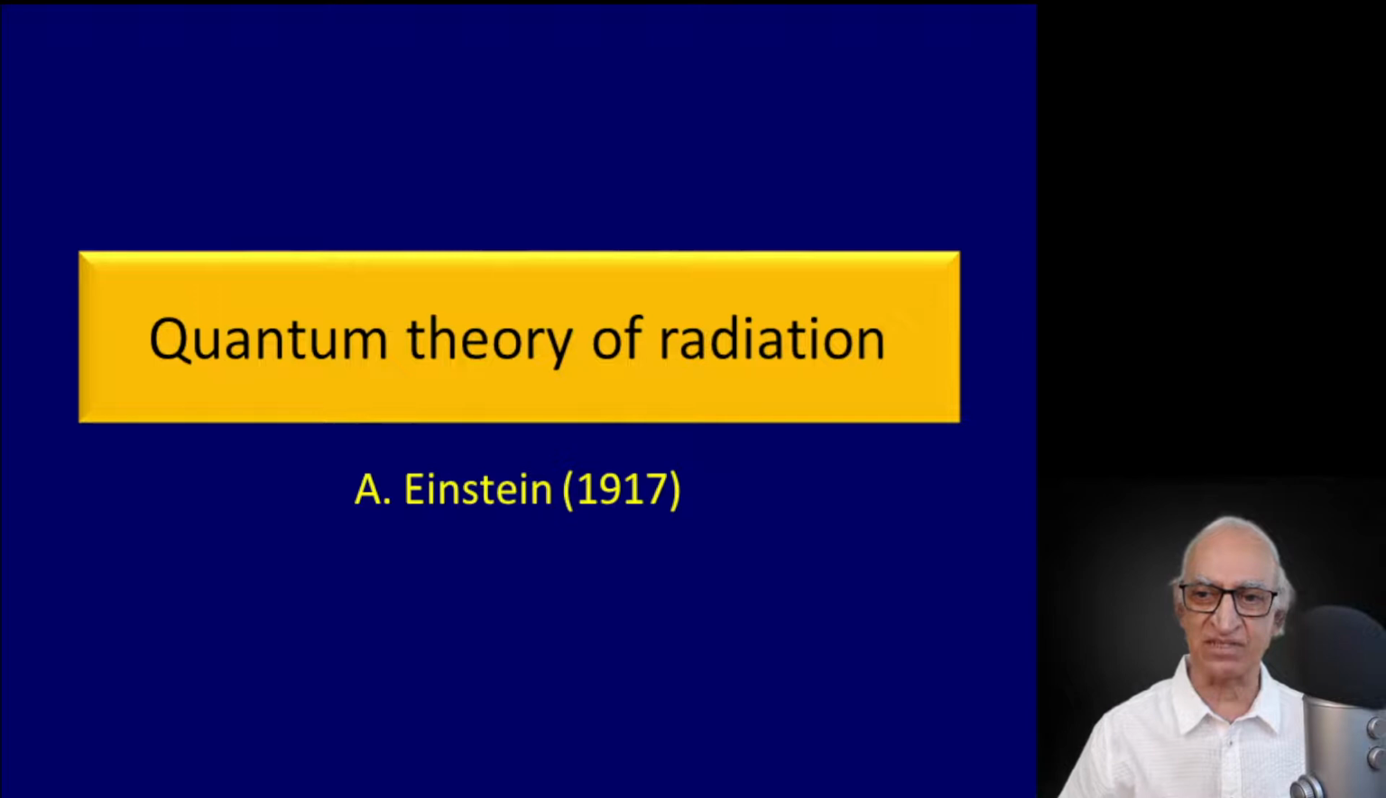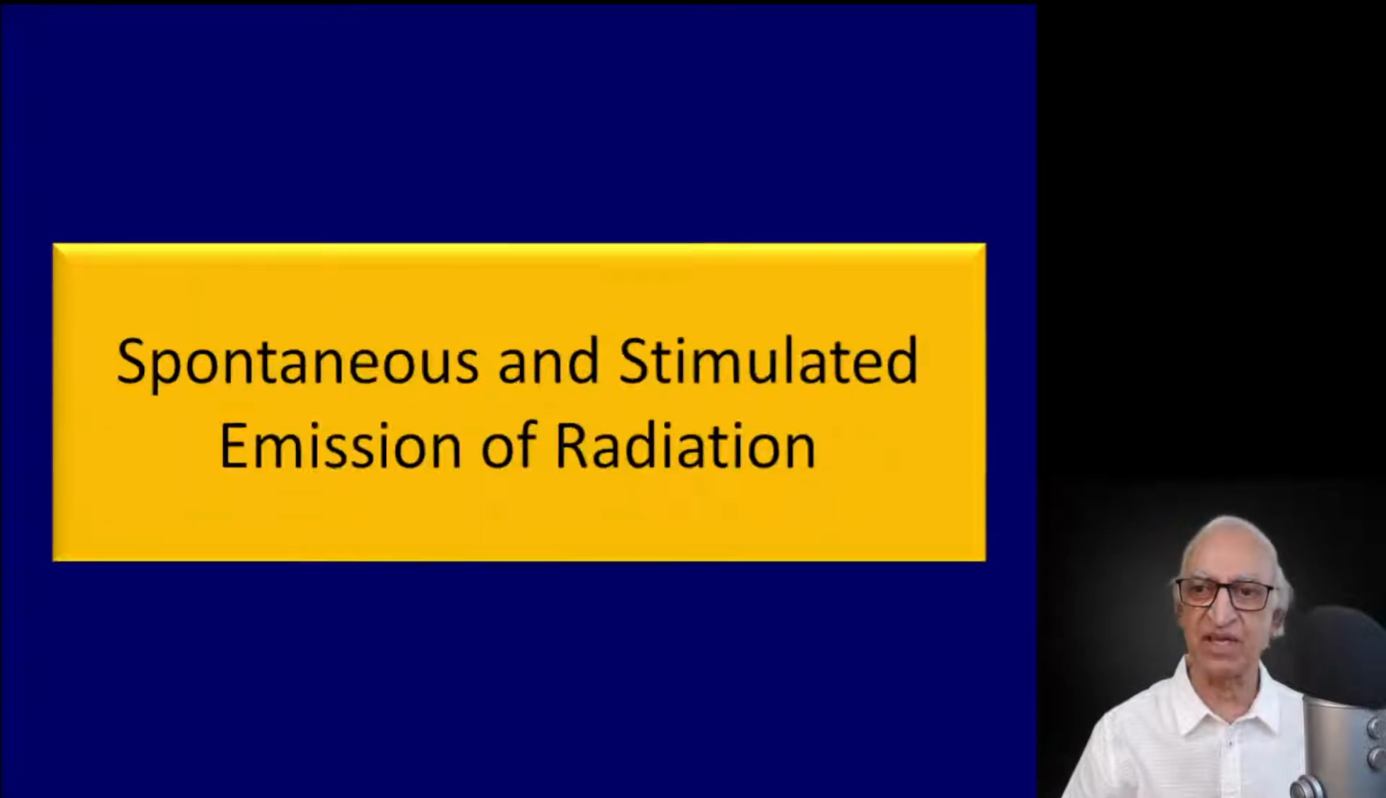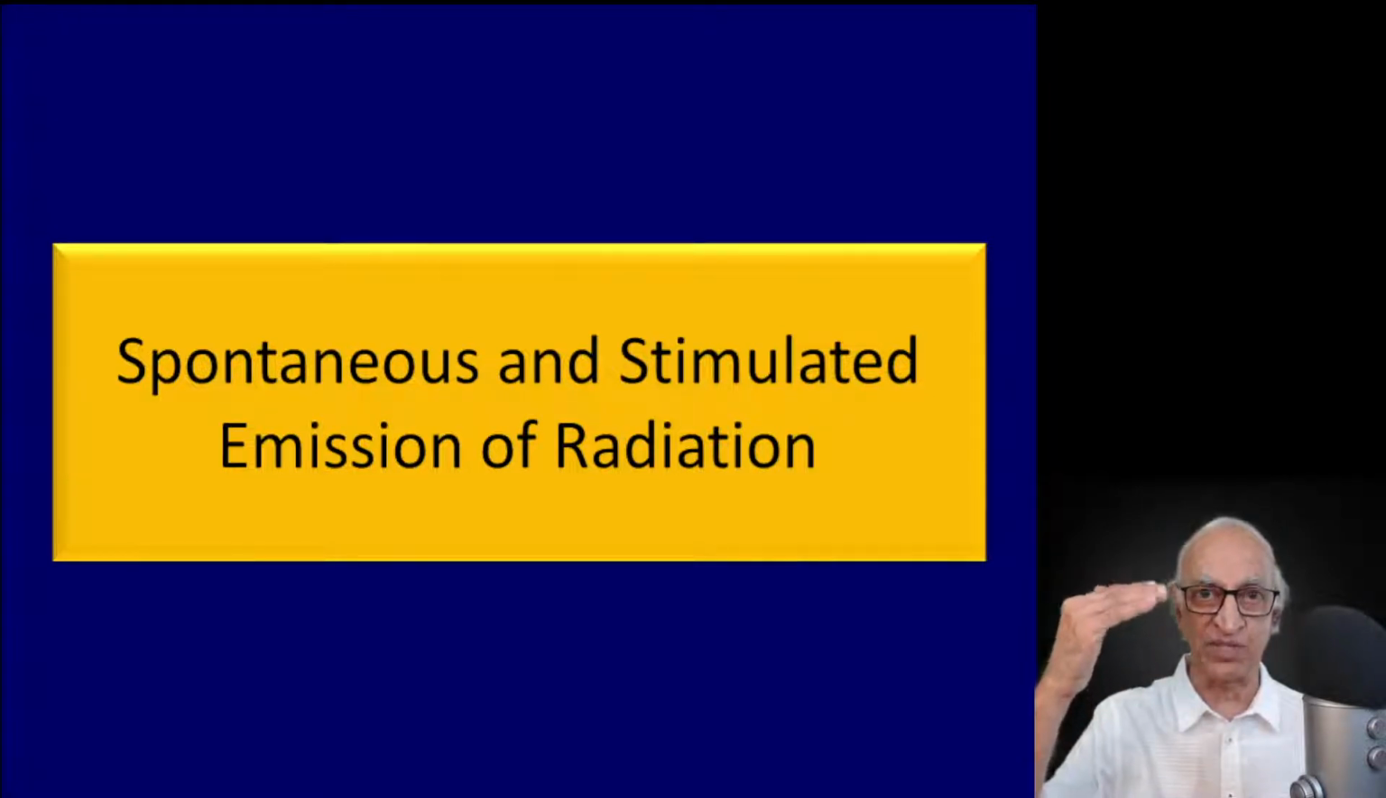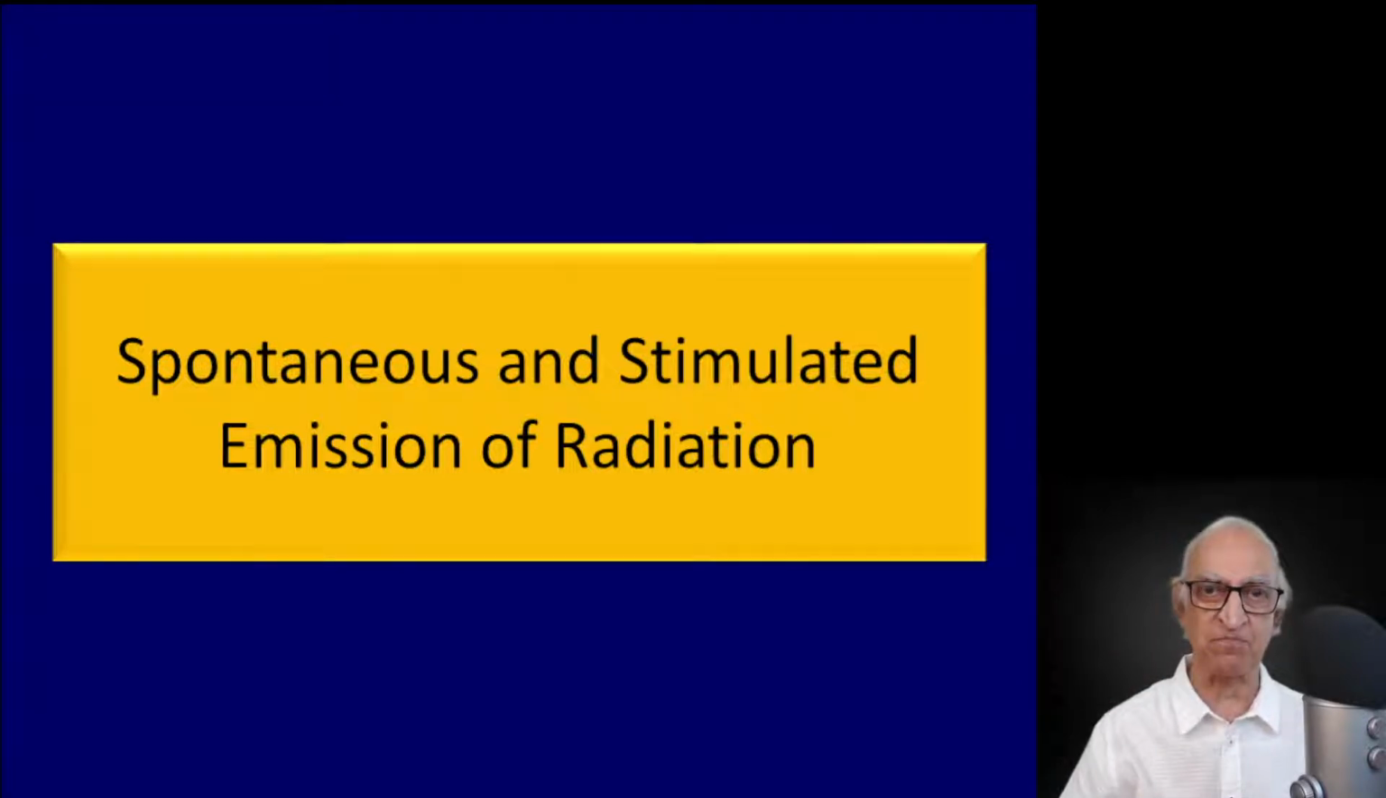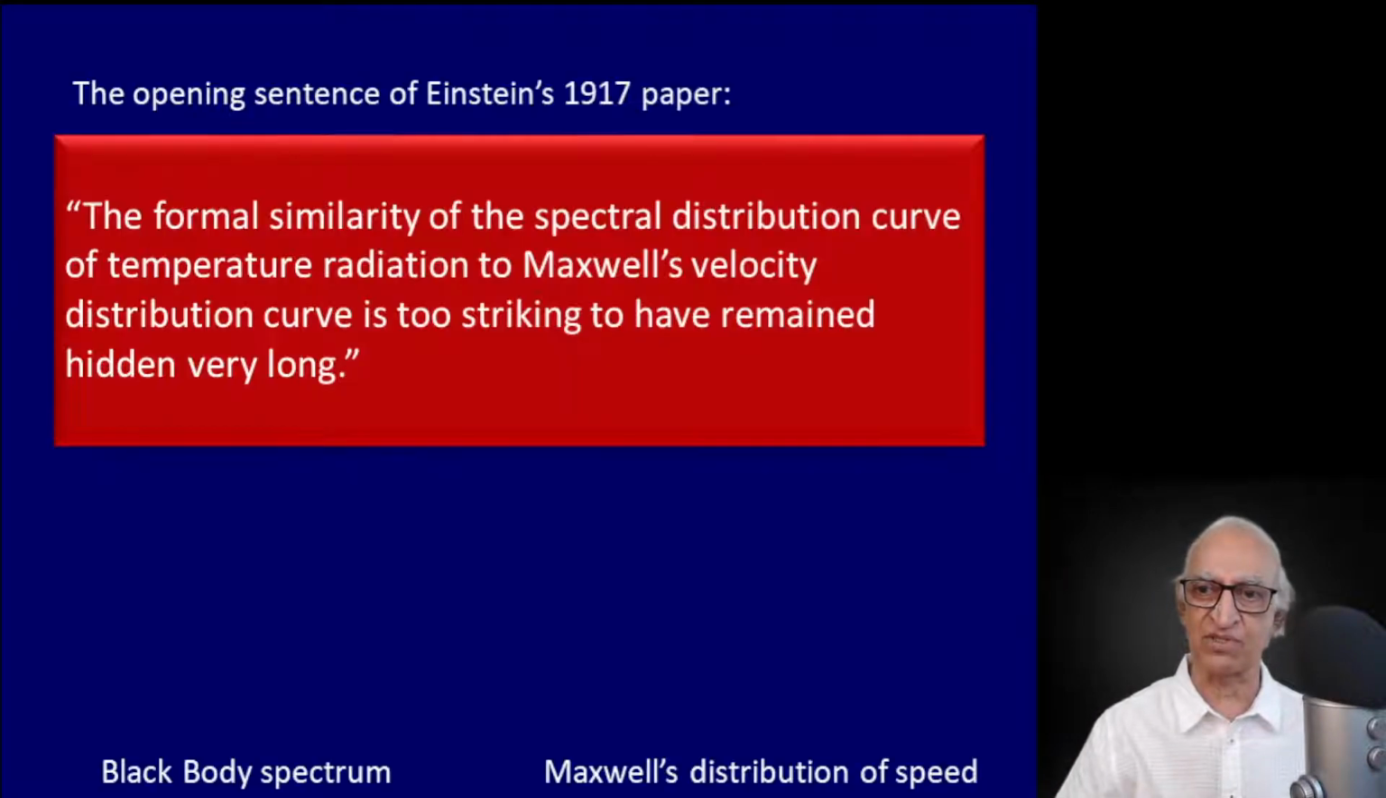Our story begins in 1917 when Einstein published one of his most famous papers on the quantum theory of radiation. In that paper, he introduced the important notion of stimulated emission of radiation. People knew that an atom or a molecule can spontaneously jump from a higher energy level to a lower energy level, thereby emitting radiation. But this was the notion of stimulated emission, radiation which is stimulated by an incident radiation field. So let's try to understand what Einstein was trying to tell us.